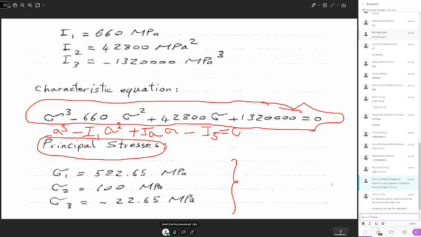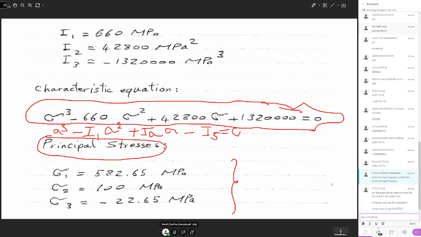Is that clear, DJ? No, there is no need to use the RSTQ method. You can still use your calculator to solve this, but when you use the calculators, you may not get the three roots in this format. Sigma 1 represents the maximum value among the three roots. Sigma 3 represents the minimum value among the three roots. So you need to identify sigma 1, sigma 2, and sigma 3. Is that clear, Li Cheng?